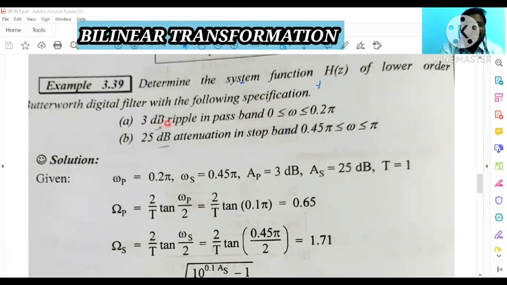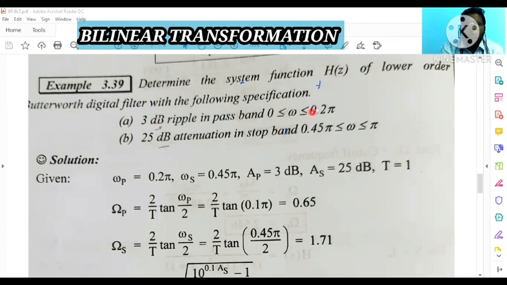So the first condition is 3 decibel ripple in pass band, omega lies between 0 to 0.25. The second condition is 25 decibel attenuation in stop band, so that is 0.4 pi less than or equal to omega less than or equal to pi. Okay, so the parameters are not directly given. You need to find out the parameters.